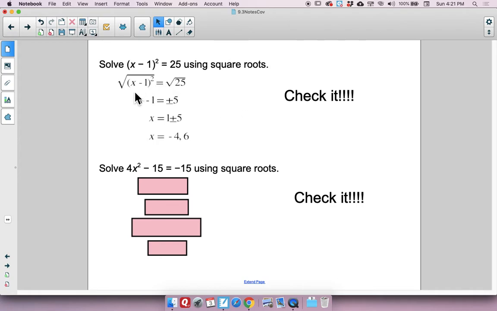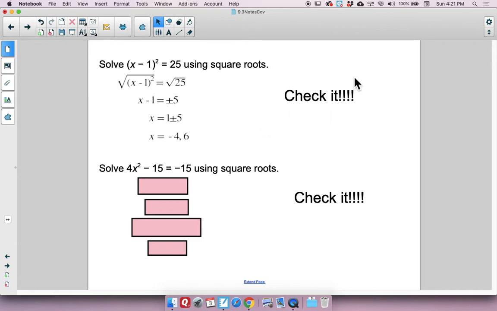So let's check with the negative 4. Negative 4 minus 1 is in parentheses, so we have to do that first. That's negative 5. It's still in parentheses. Squared makes positive 25. Well, obviously the square root of 25 equals the square root of 25. And if I plug in 6, 6 minus 1 is 5. 5 squared is 25, so the square root of 25 equals the square root of 25.